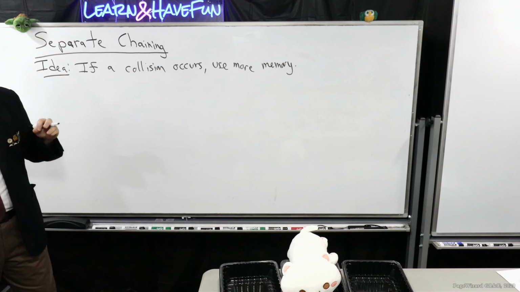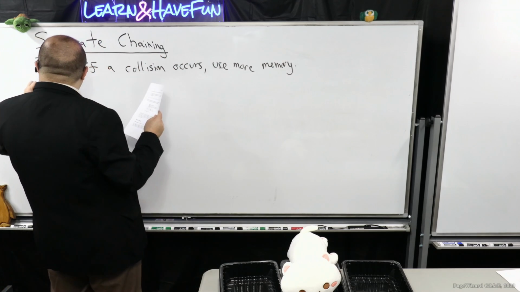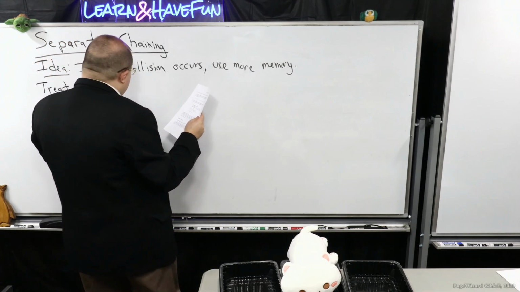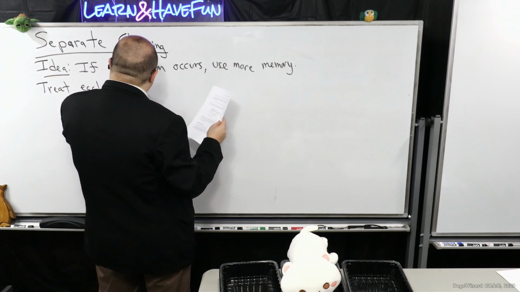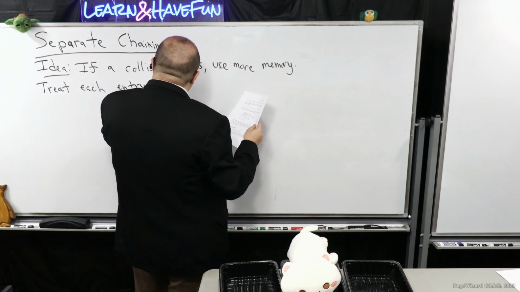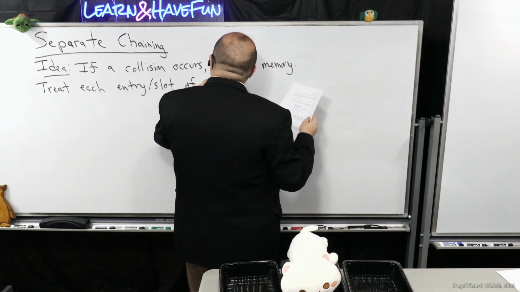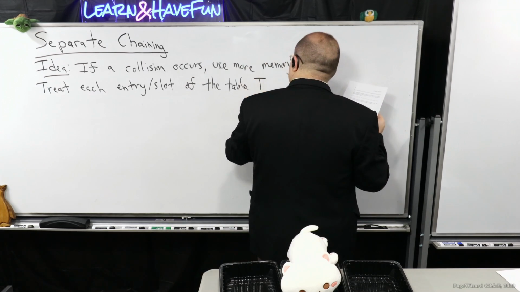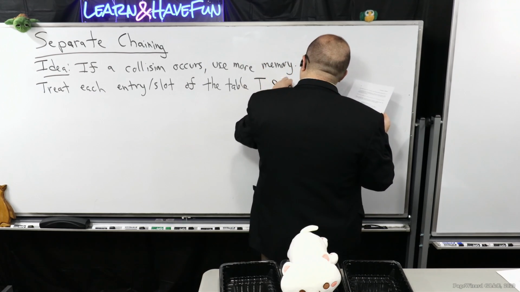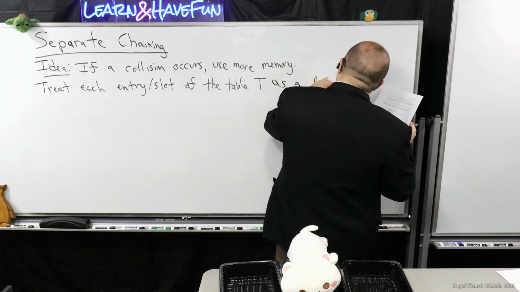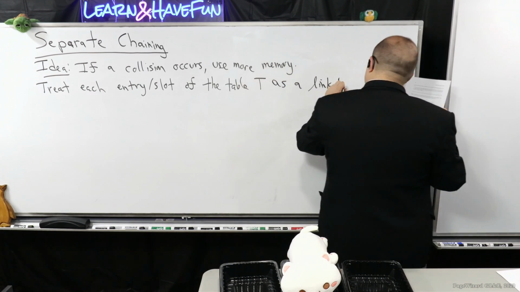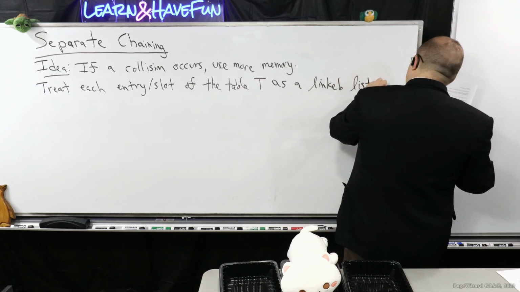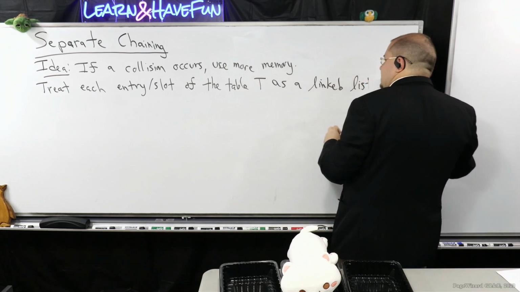In separate chaining, you can treat each entry or slot of the table, of table T, as a linked list. You can have a linked list at each one of the spots, akin to the explanation I gave you near the beginning, with node references or pointers.